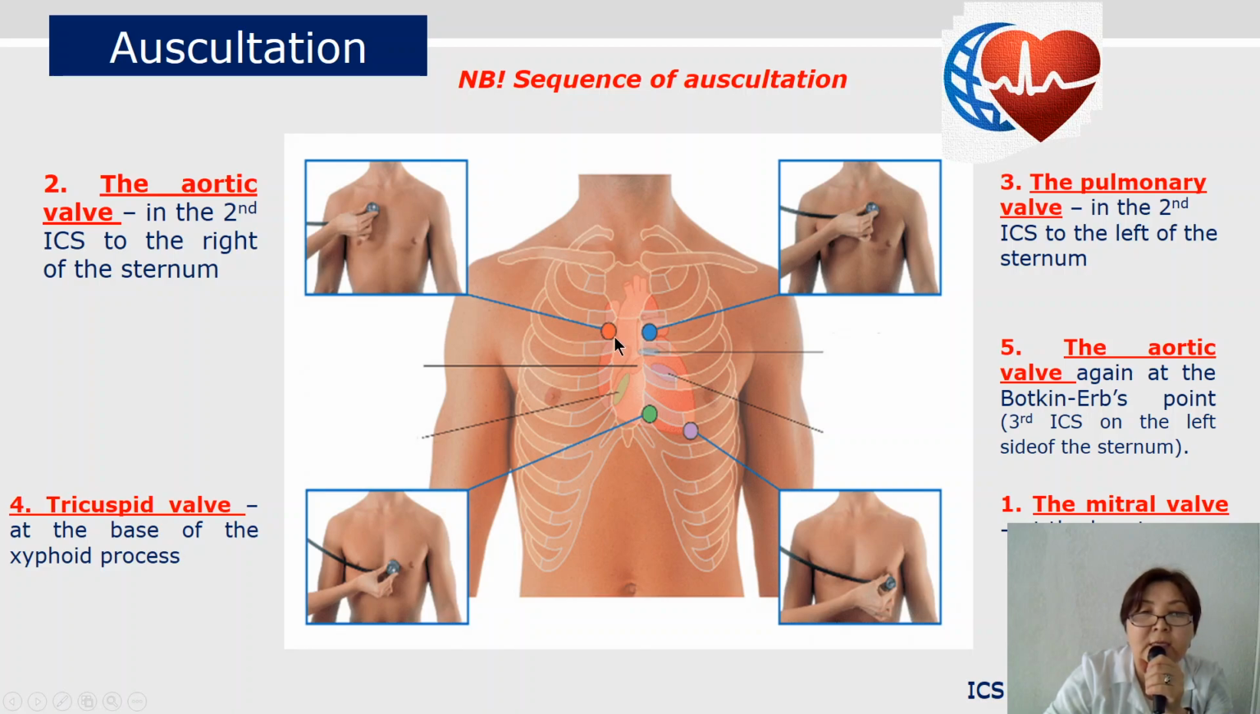The same intercostal spaces, but other side. After that, we should auscultate the tricuspid valve. It's at the base of the xiphoid process or below the xiphoid process. And the last is the additional point named after the discoverer of this point, Botkin-Erb's point. Here. It's located on the third intercostal space on the left side of the sternum.